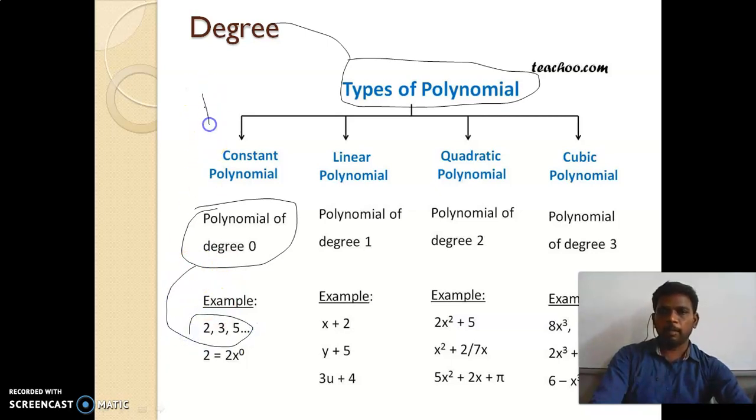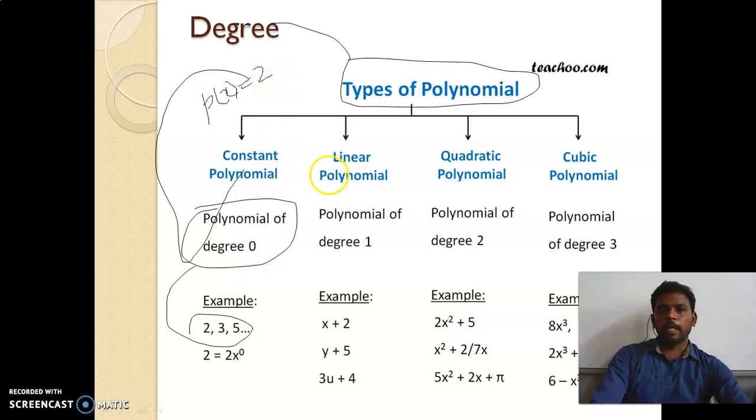For example, p of x equal to 2. It is also a polynomial, but here the variable is not attached. Even though it is a polynomial, only a constant is available, therefore we can call this a constant polynomial. And it has degree 0 because the variable is absent here.